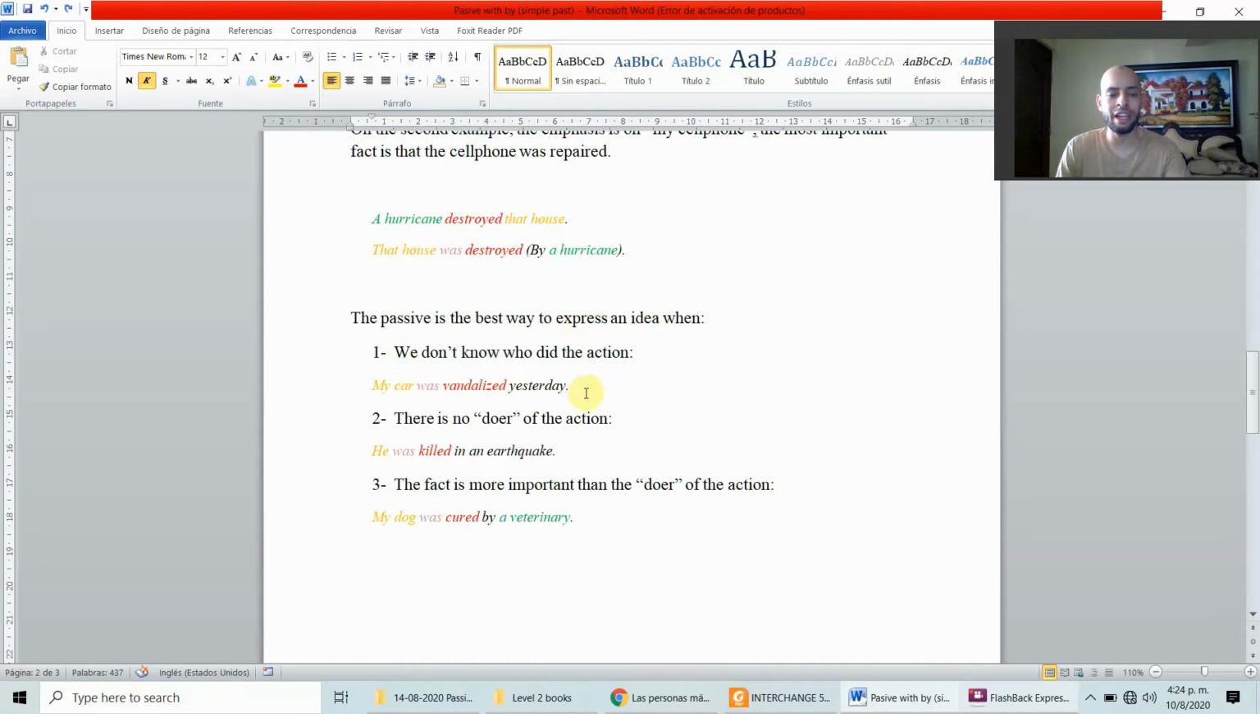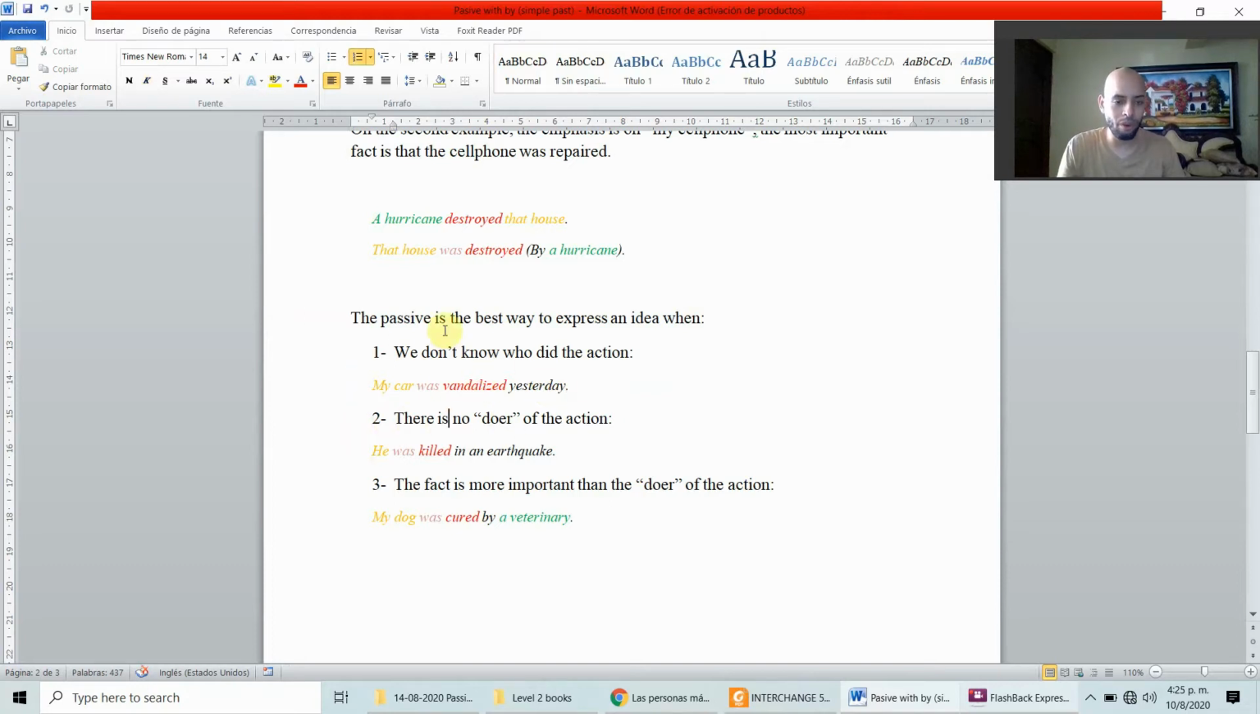My car was vandalized yesterday. By who? Or we can say by someone if we want. By someone that I don't know. Now notice, this is not necessary to say because we don't know it. My car was vandalized. And the person listening to that will say, well, he doesn't know. Or might ask, and who did it? If the person wants. But this is not what's important. This is not what we want to communicate. What we want to communicate is that my car was vandalized.